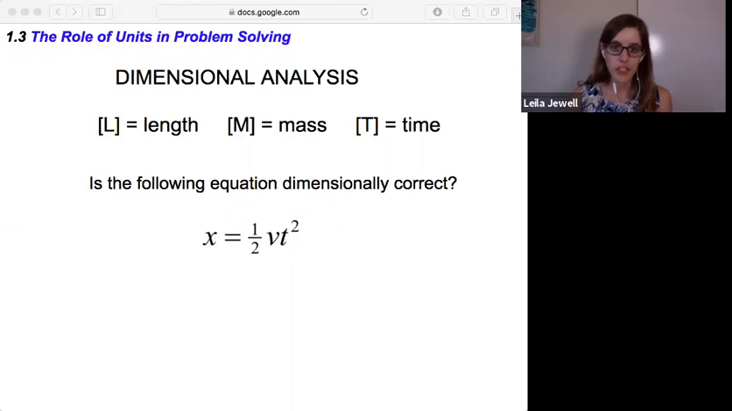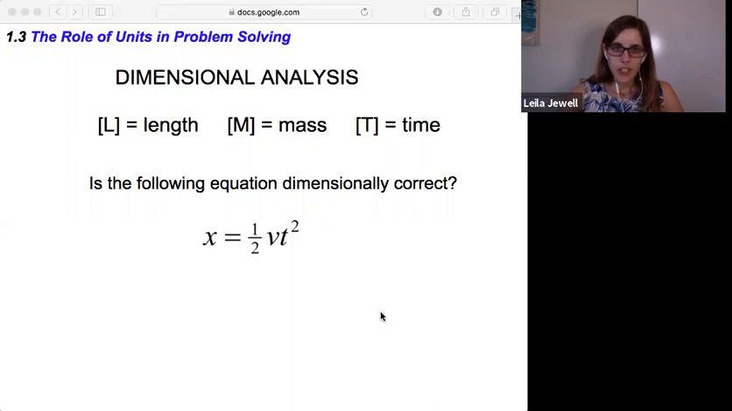So for dimensional analysis, we say, okay, length is L in brackets, mass is M in brackets, and time is T in brackets. Cool. We don't know if the length is actually meters or feet. We're just saying it has that dimensionality of being a length unit. So let's try it out. Is the following equation dimensionally correct?